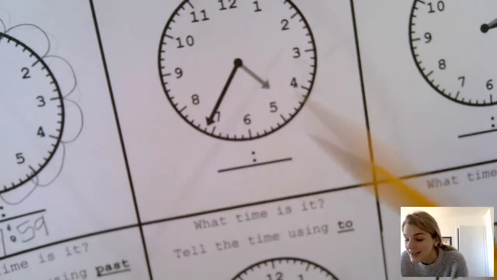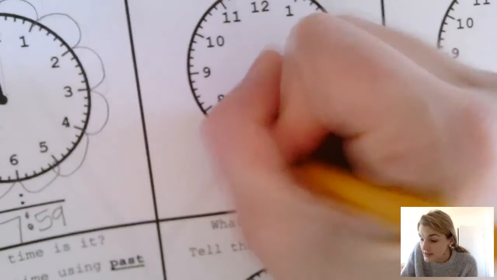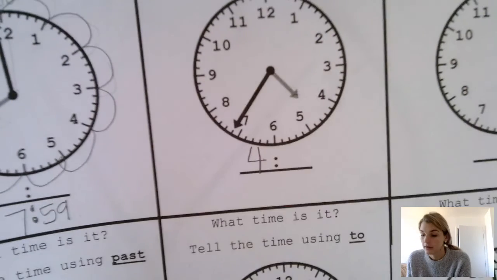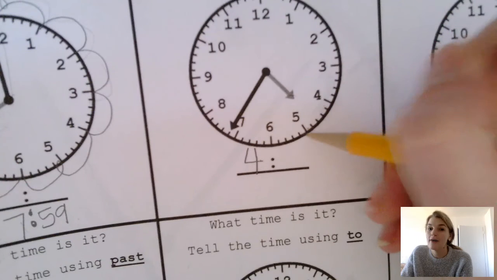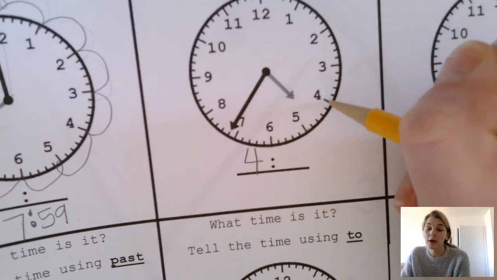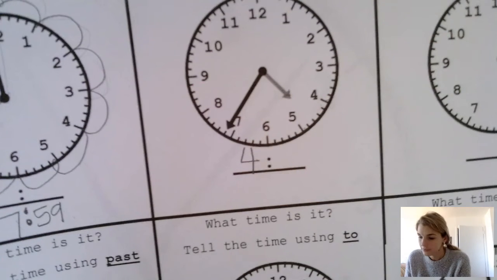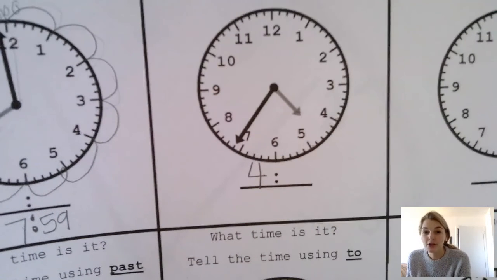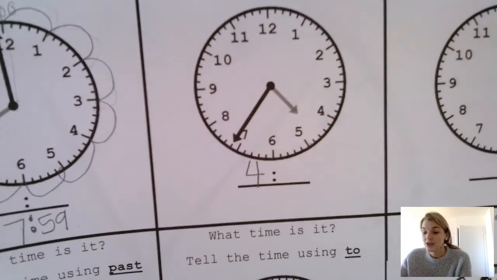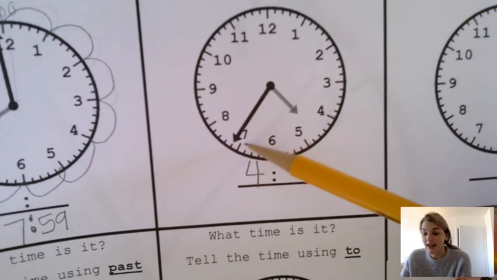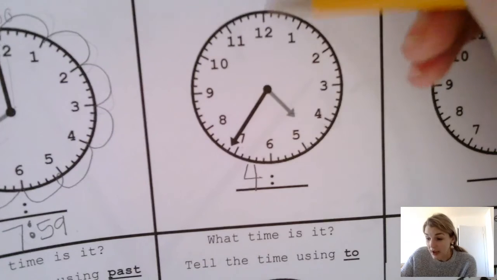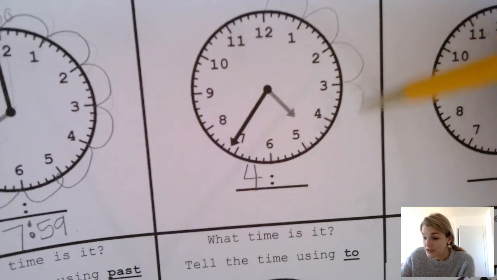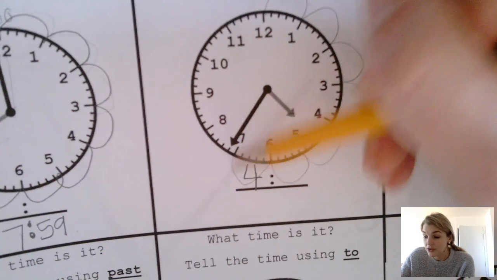That means it's not quite 5 yet. It's still 4. See, it's in between the 4 and the 5. It's not quite 5, so it's 4. We go with the lower number if it's in between. Now, there's a few ways you can do this. It depends on what strategy you like. You can say, you know that these are 5 minutes, and 5 times 7 is 35. You can count by 5s, 5, 10, 15, 20, 25, 30, 35.